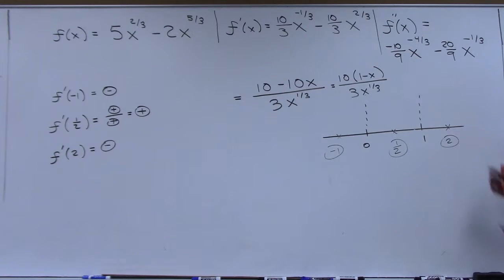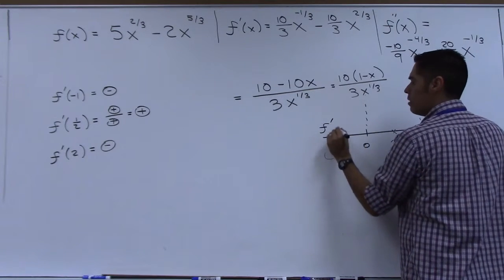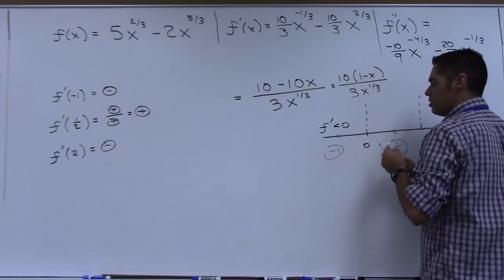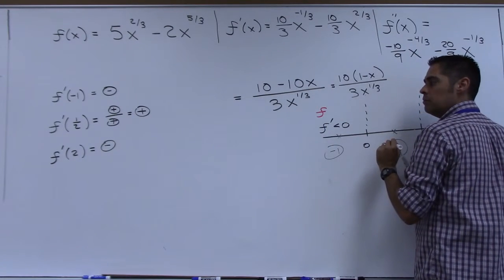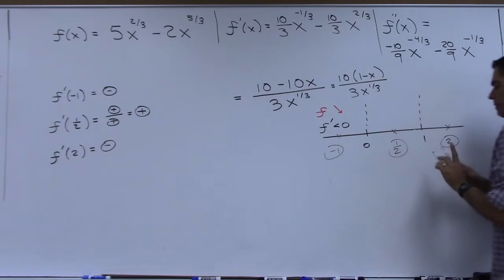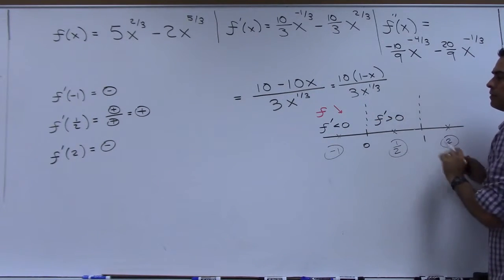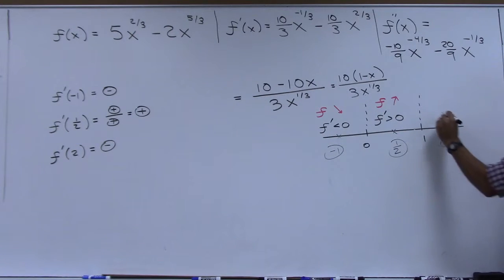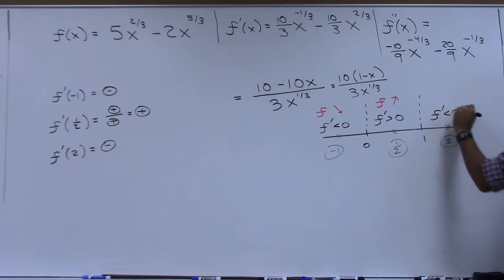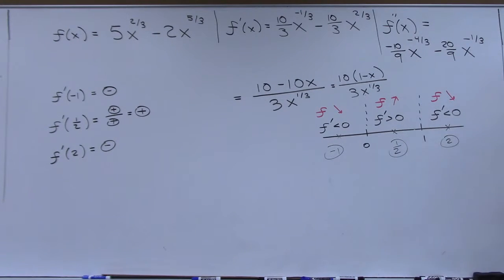So let's see what that's telling me. My derivative here was negative, which means my original function is going down. My derivative here was positive, which means my original function is going up. And then my derivative here was negative, which means my original function is going down. Now I can answer part A.